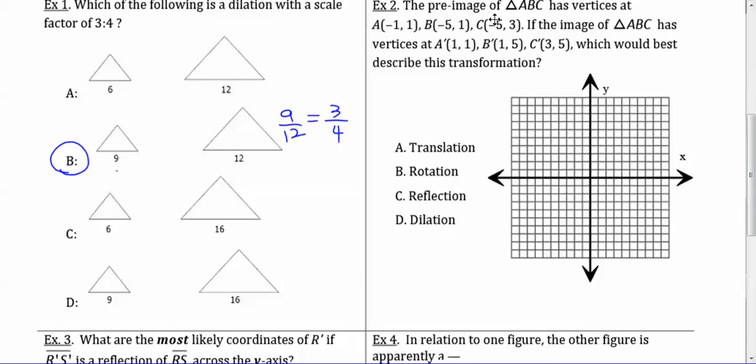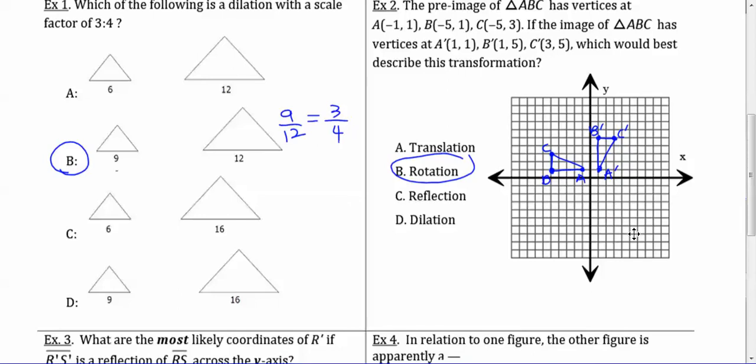Example 2, it says the pre-image of triangle ABC has these vertices and the image of ABC has these vertices. Remember the first one, the pre-image, that's the before, and the A prime, B prime, C prime, that's the after. So this was the pre-image and this is the image. It looks like this triangle is being rotated about the origin. So the center of rotation is the origin, and it's been rotated 90 degrees in the positive or negative direction. Good, that's the negative direction. So it's going clockwise, so that's actually going to be a negative one. It's actually going to be a negative 90-degree rotation in this case.